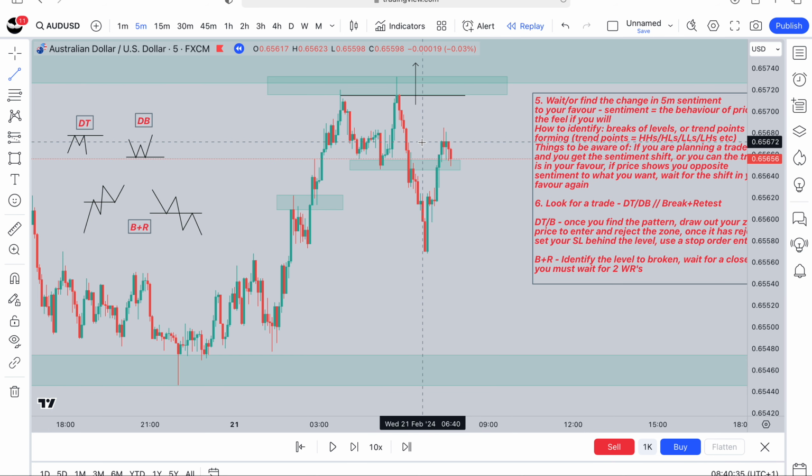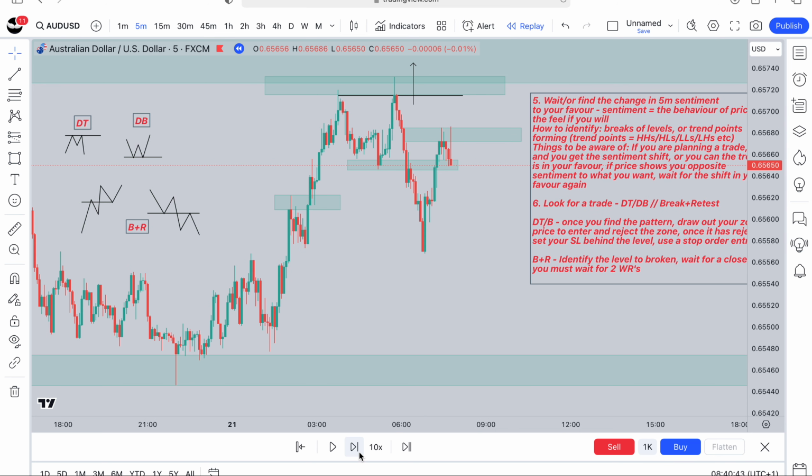Okay, and now we're looking for price to retrace back into this zone. Let me be consistent with how I'm drawing them. All right, so what we're doing is waiting for price to reject it. We can see that we've got the wick rejection. Okay, so what are we doing?